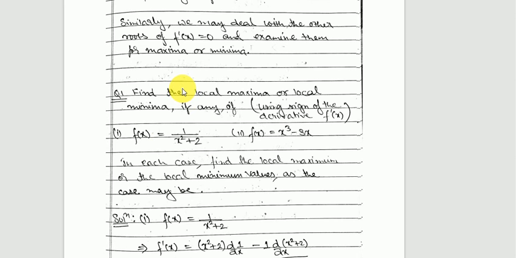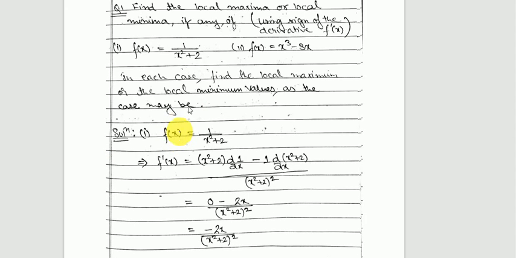So let us see questions where we are going to use that first derivative test. Here it says, find the local maxima or local minima if any. Here local maxima and local minima mean the same as whatever I have explained about maximum and minimum value, using the sign of the derivative. That means we have to use the first derivative test. So here the function is given to us, so first we are going to differentiate it. After differentiation I got this derivative.